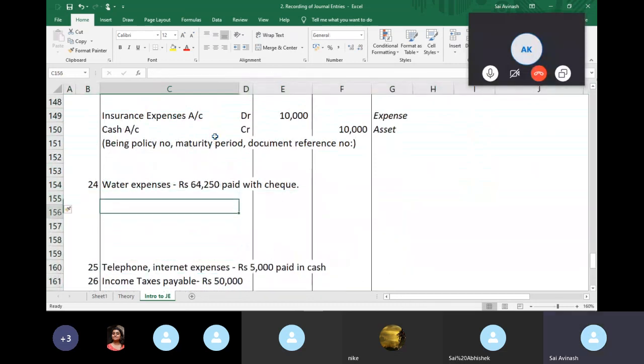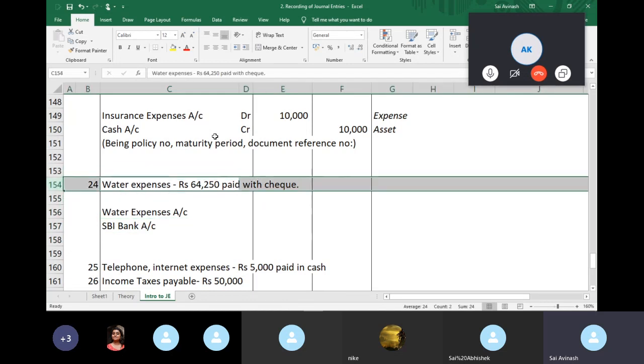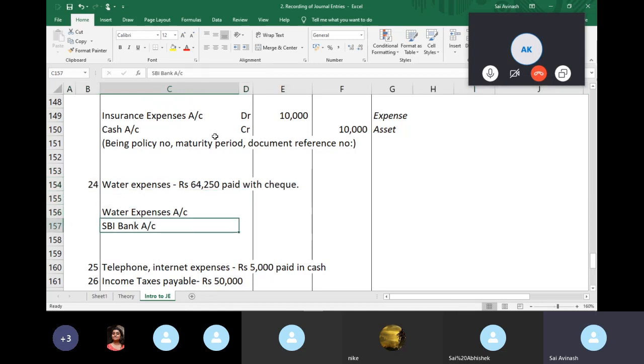Water expenses. I think it's a similar transaction. Water expenses account, and I'm paying with check, so SBI bank account. Okay. Guys, to understand one thing, sometimes you might get a confusion. Maybe if you have this confusion, I'm just letting you know. See, I paid with check. I don't know whether the person I gave the check to has deposited it yet. So it won't reflect in my bank statement as a reduction in value. So should I create another account called checks given account?